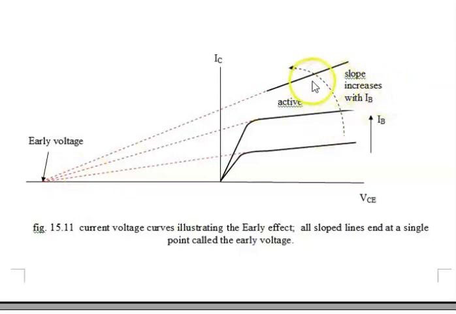Well, you say, isn't it nice to have larger currents? Yes, but the important thing is not how large the current is. In current here, I'm talking about IC. It's the fact that the current is controlled by IB. That's what makes an amplifier an amplifier.